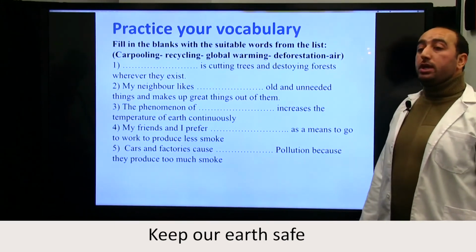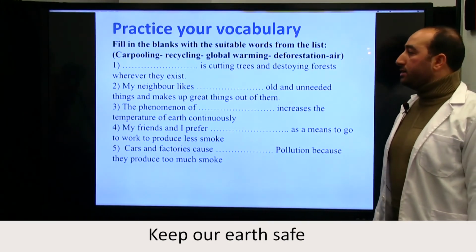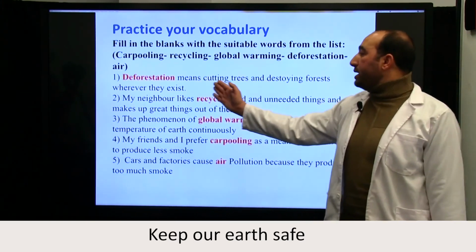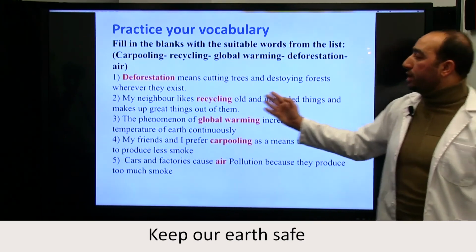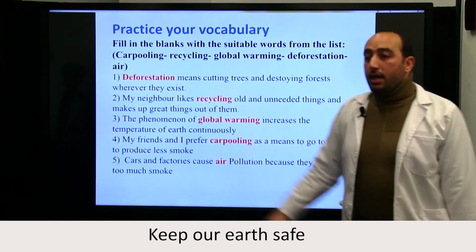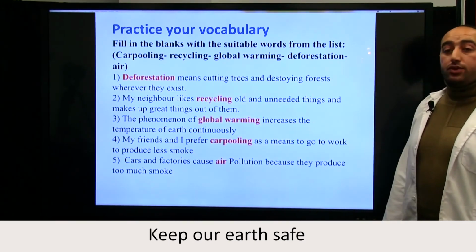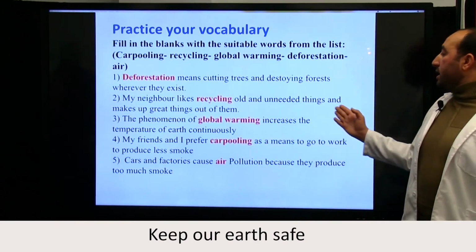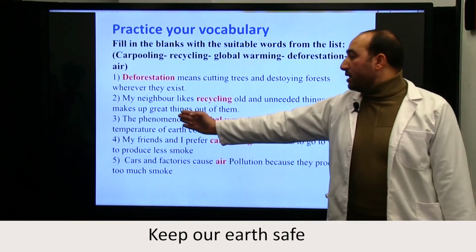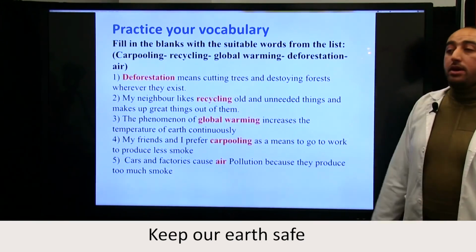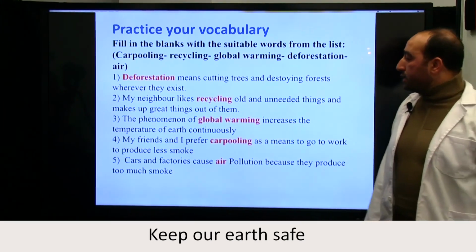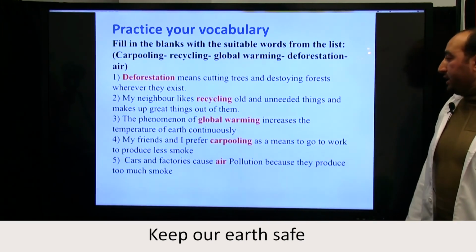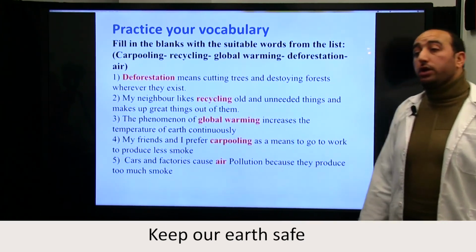Now we move to the correction of the exercise. The first one is deforestation. Deforestation means cutting trees and destroying forests wherever they exist. The second one is recycling. My neighbor likes recycling old and unneeded things and makes great things out of them. The third one is global warming. The phenomenon of global warming increases the temperature of Earth continuously.